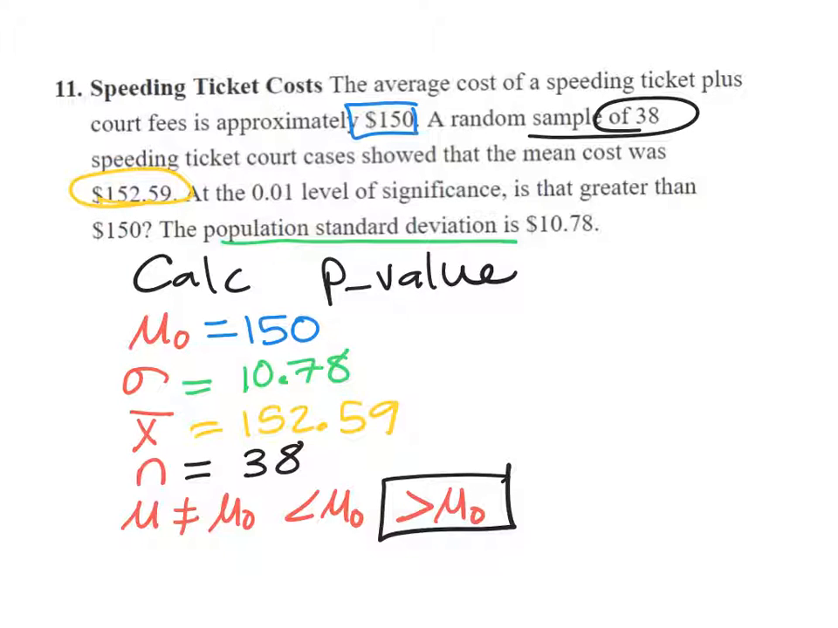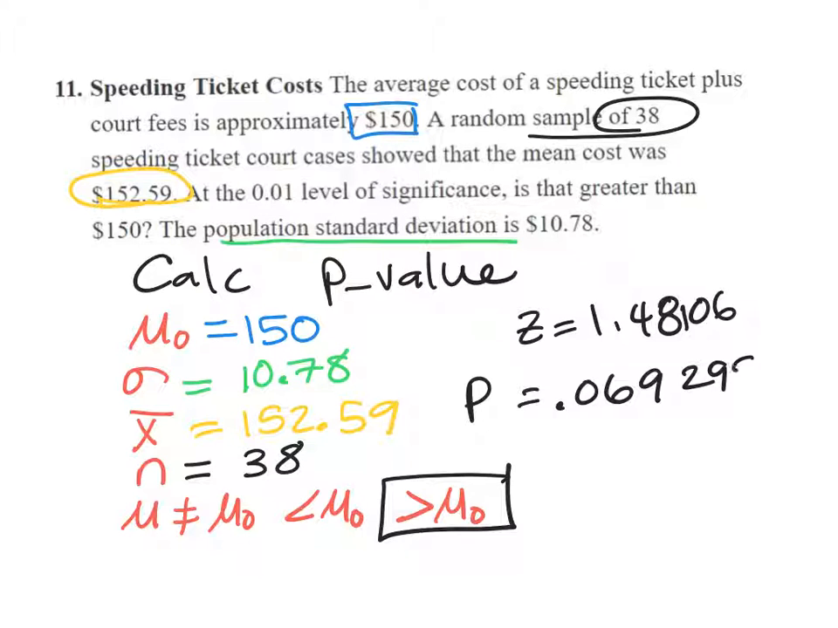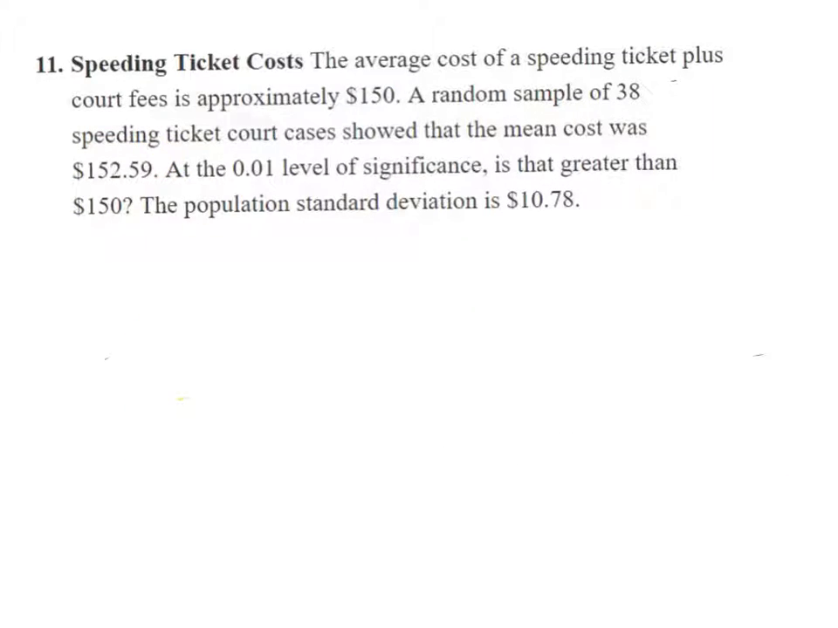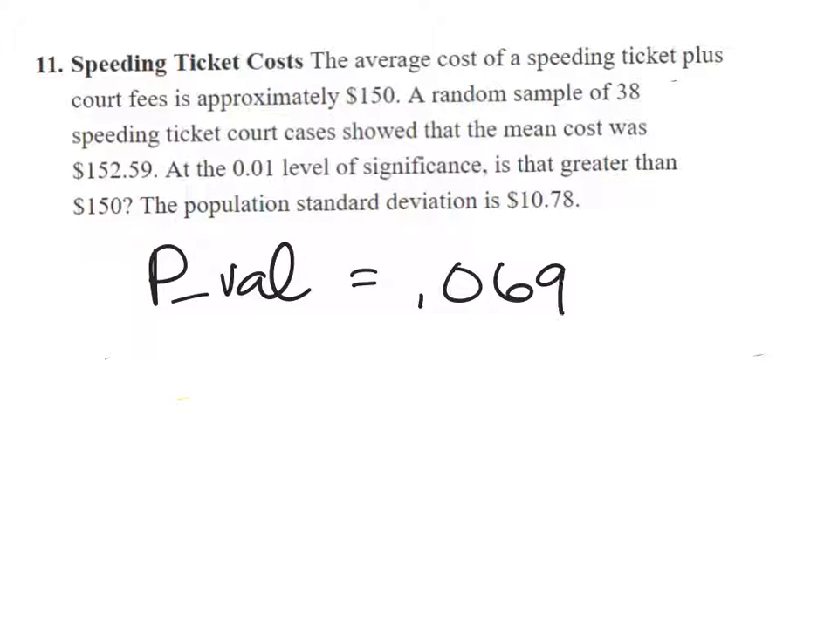So now it's going to give you a series of numbers. Z is 1.48106. That would be for the traditional method. We're not doing that. Then it gives you P, 0.069295. You don't need to put that many decimal places out. This is your p-value. Our p-value was 0.069295.